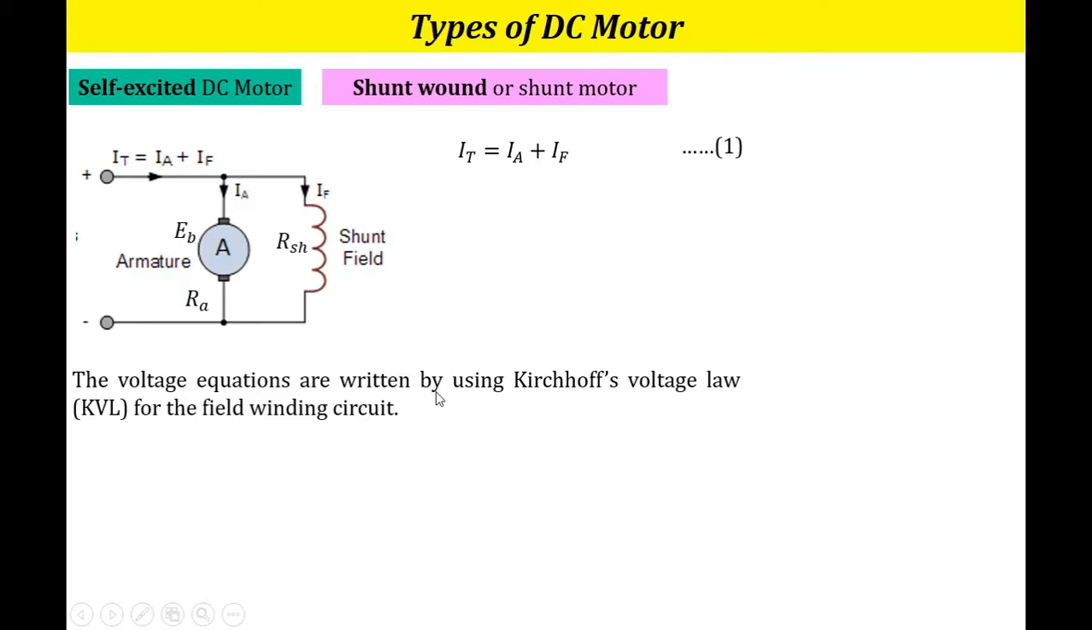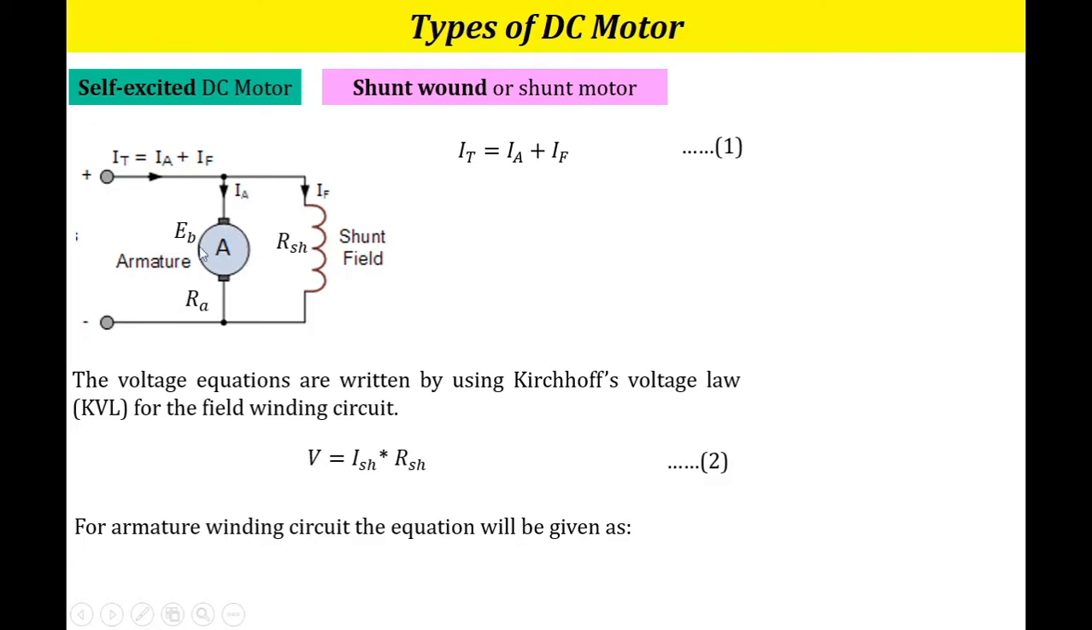The voltage equations can be written by using Kirchhoff's voltage law for a field winding. Let's say this will be the field winding. It has its own resistance RSH. Current which will flow through this is IF. Therefore the voltage across this shunt field winding is V equal to ISH into RSH. And similarly for the armature winding, we can write the equation as V equal to EB plus IARA, where EB is the back EMF which is produced.